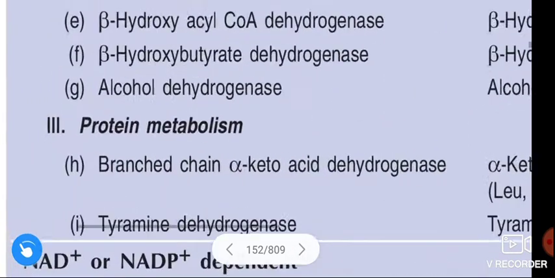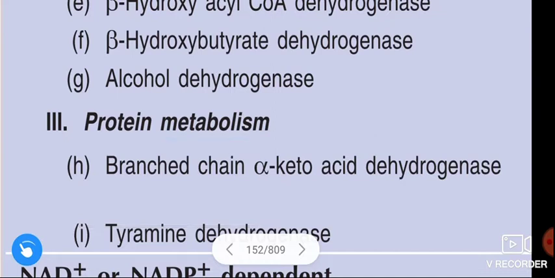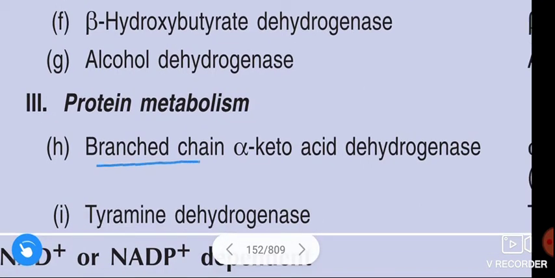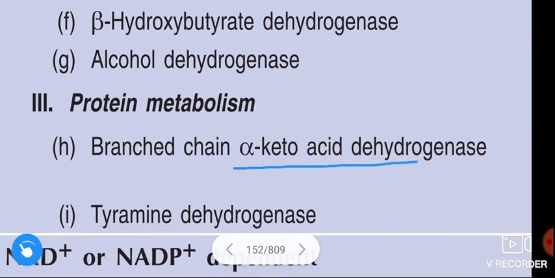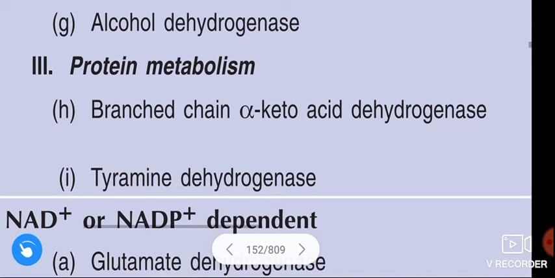Next, coming to protein metabolism. What are the enzymes of protein metabolism that depend on NAD+? First, branched chain alpha keto acid dehydrogenase, and the next is tyramine dehydrogenase. These are the enzymes of protein metabolism that depend on NAD+.